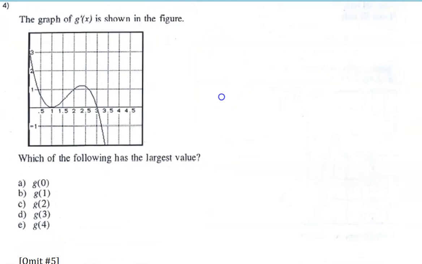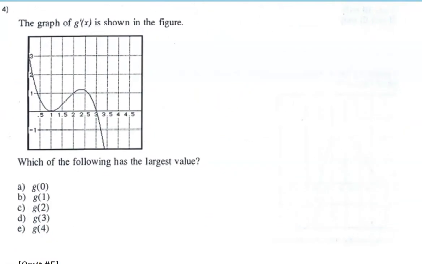Okay, for number 4, the graph of g prime is shown. We want to know which has the largest value. Okay, well remember, we don't know, so this is g prime. We don't know what or where g is, but we do know kind of what its shape is going to be, okay? So for example, we know that at x equals 0, g has a slope of +3, which is pretty steep.